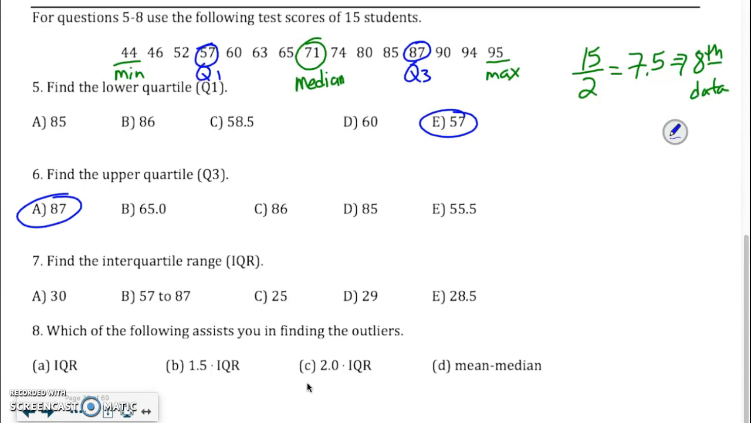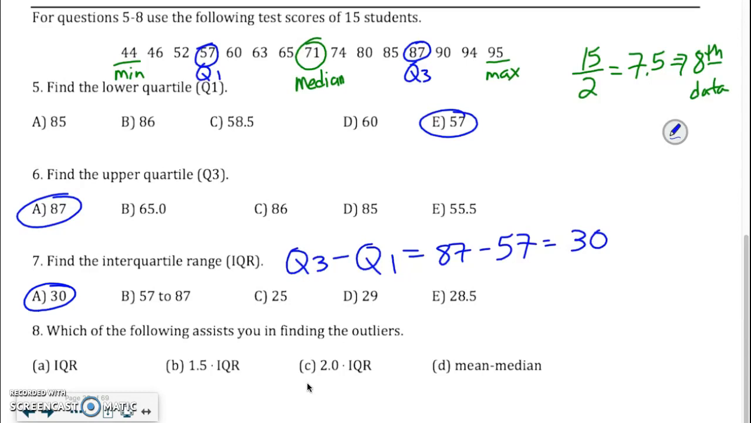Find the IQR, or interquartile range. Recall, we take quartile 3 minus quartile 1. Quartile 3, as we just found out, is 87. Quartile 1, as we just found out as well, is 57. So our interquartile range is 30, which is letter A. Then it says for number 8, which of the following assists you in finding outliers? Well, you'll notice here we don't have the full formula, but we do have part of it. Letter B would be the answer.